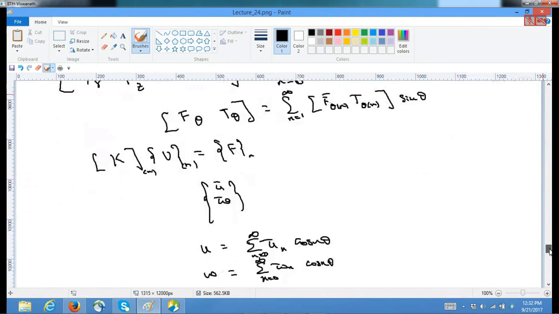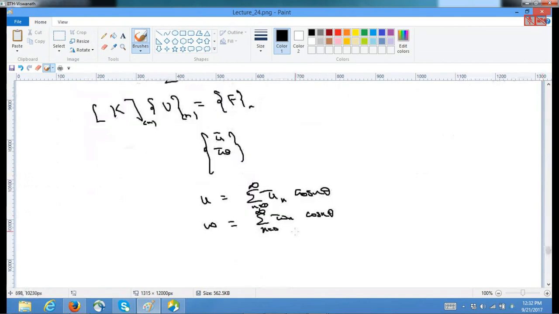You find the solution of UN and WN from the individual FEM by solving each for a different n, and then you superimpose them by multiplying with the basis vector, cos n theta. If you add all of those by the principle of superposition, multiplying with the corresponding basis vector, you will get your final solution even when the loading is non-axisymmetric in nature. This is how you deal with non-axisymmetric loading.